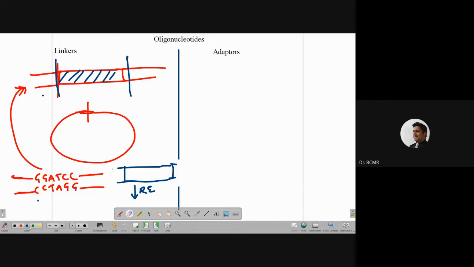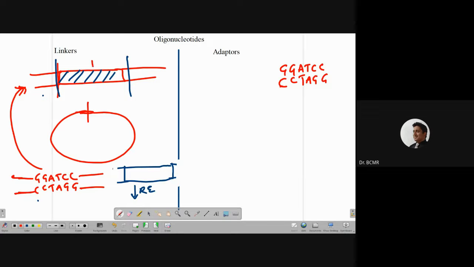The adapters and linkers. Adapters, if you remember, I have given. If I want to have an adapter for EcoR1, maybe we should do it as an exercise. Let's see if we can make it. GATC, GGATCC. This is BamH1, and I want to make an adapter for it. Why would you need one?